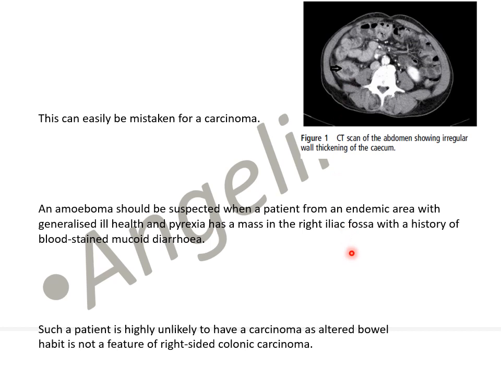Now, if a patient from an endemic area is coming with generalized ill health and pyrexia and a bloodstained mucoid diarrhea, you think of an amoeboma. Because for carcinoma to have diarrhea is difficult. They may be losing blood, occult blood they will lose. Left side colon they will come with constipation. But to come with the diarrhea as such, it's a little unlikely. But nothing is 100%. You need supportive investigations and you need to think beyond the DDs.